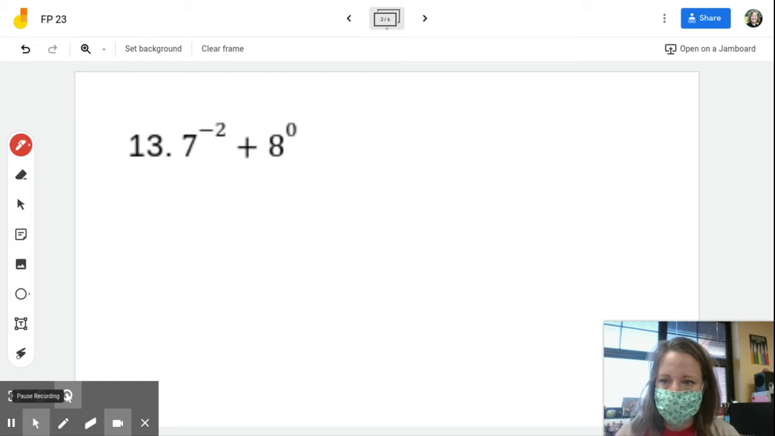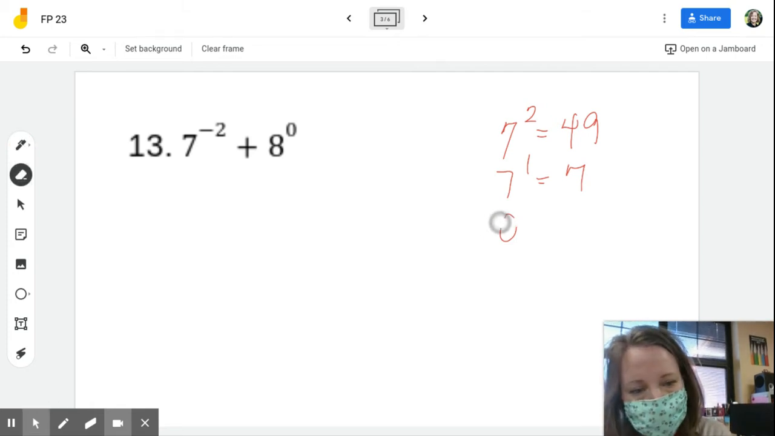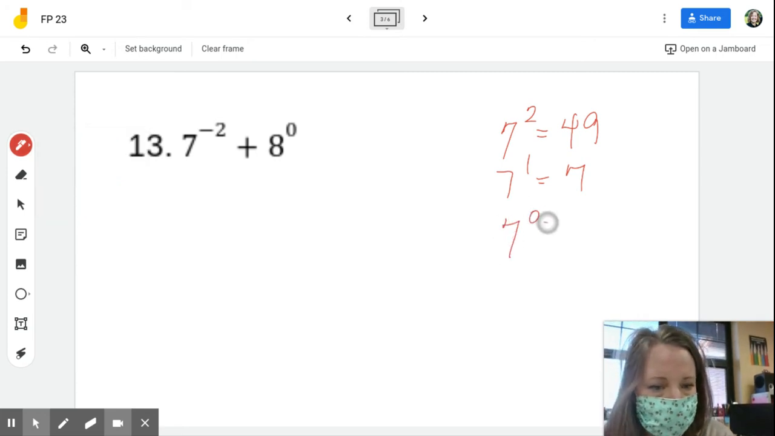All right, back to our Friday paper. I'm on question number 13, and it says 7 raised to the power of -2 plus 8 to the 0 power. So when you have any number and you're raising it to a negative power, let's see what it would have been if it was 7 squared. That would have been 49. And 7 to the 1st is just 7. And anything to the 0 power is 1, right? So 7 to the 0 power is 1.